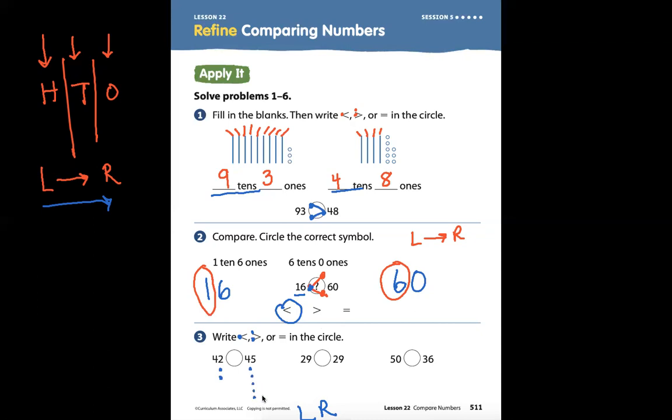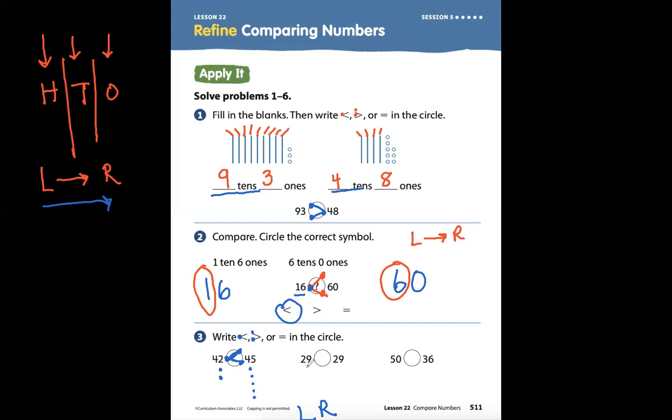So which is more? 2 ones or 5 ones? 5 ones is more. So I'm going to give it 2 dots over here. 2 ones is less, so I give it 1 dot and then I connect them and I read from left to right. So 42 is less than 45.